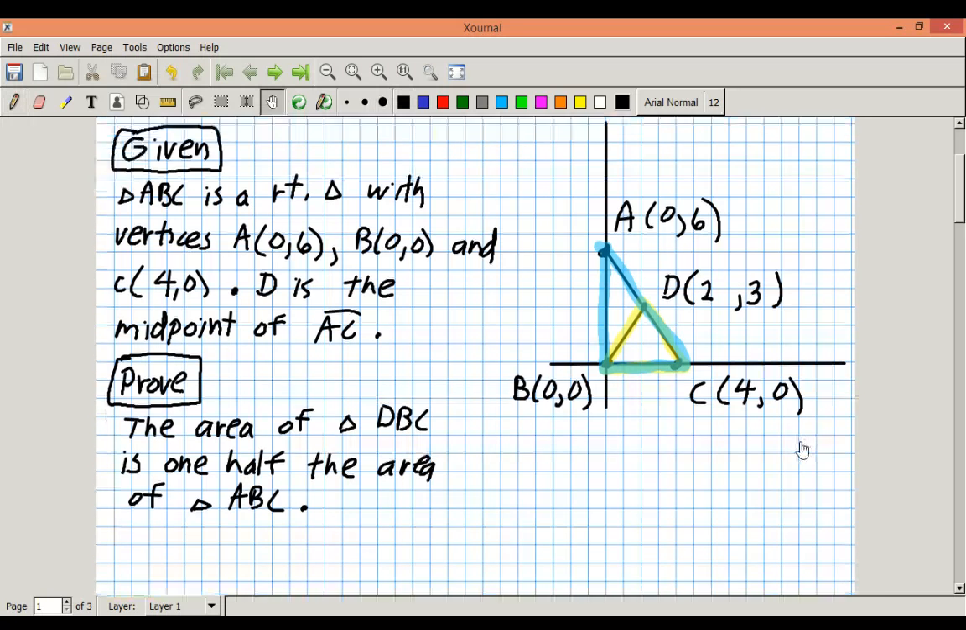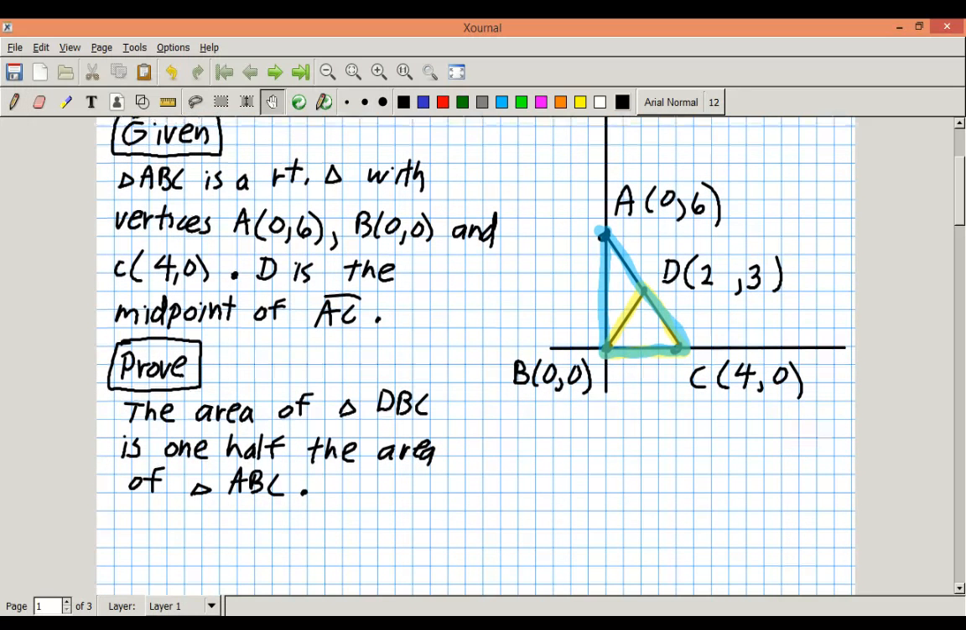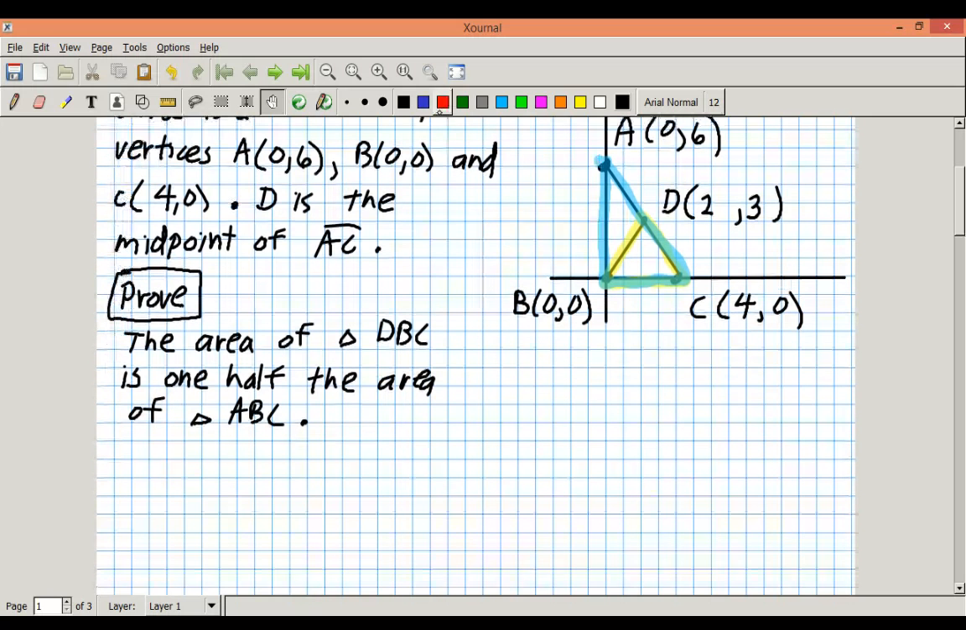So the kind of strategy, what we're going to do is we're going to find the area of the right triangle. That's obviously the bigger one. And then we're going to find the area of the small yellow triangle. And we're just going to show that that area of the smaller triangle is exactly 1/2 of the area of the larger triangle.